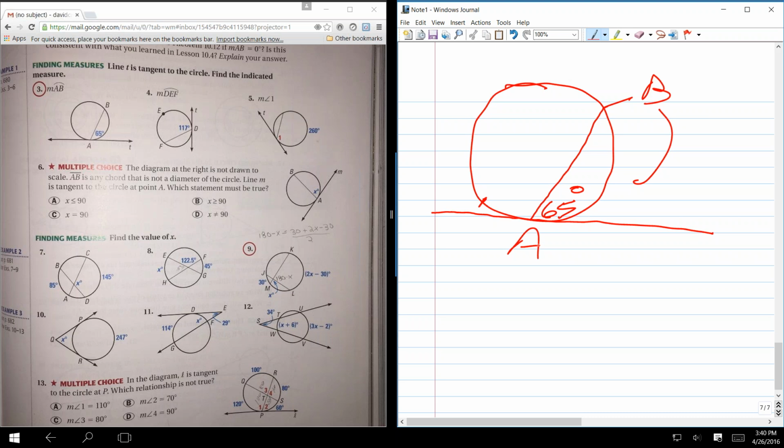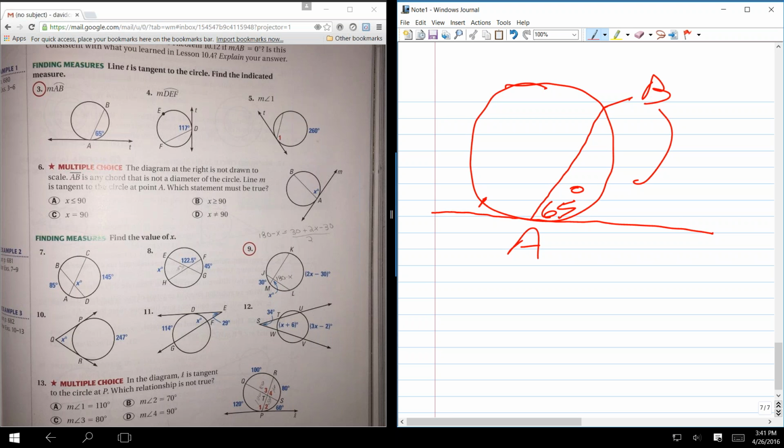How do we know it's that arc instead of the other one? Good question. I think if it's not specified, you always do the shortest one. Always do the one that's less than 180 degrees.